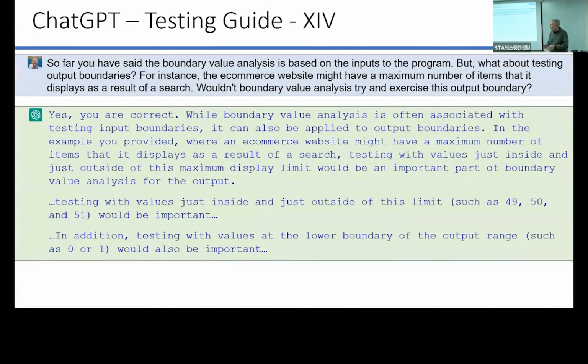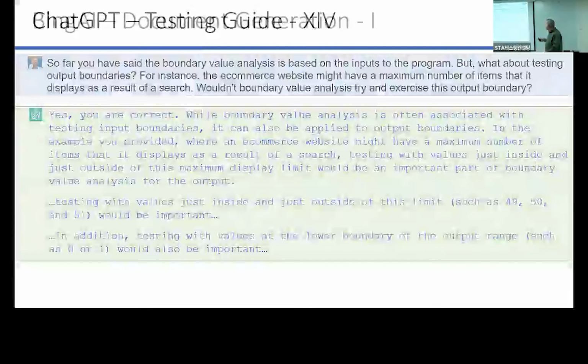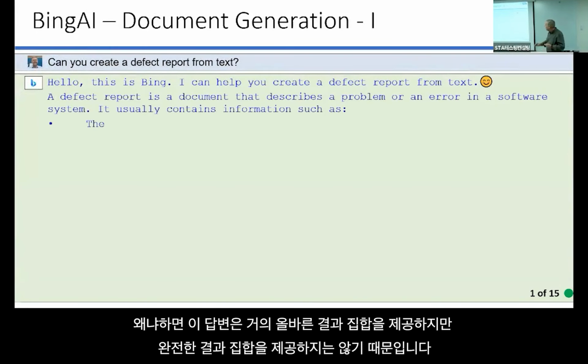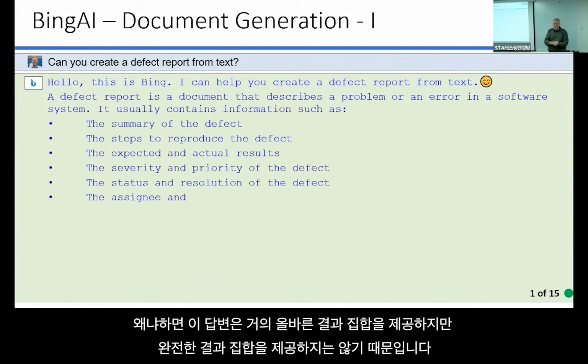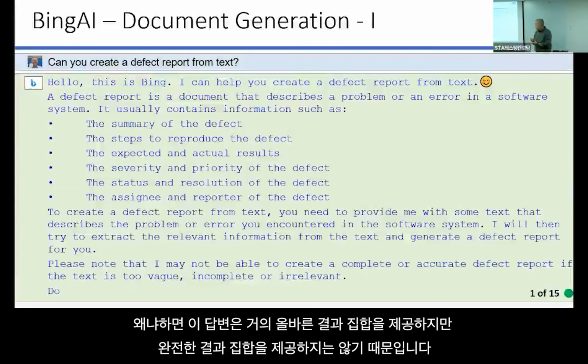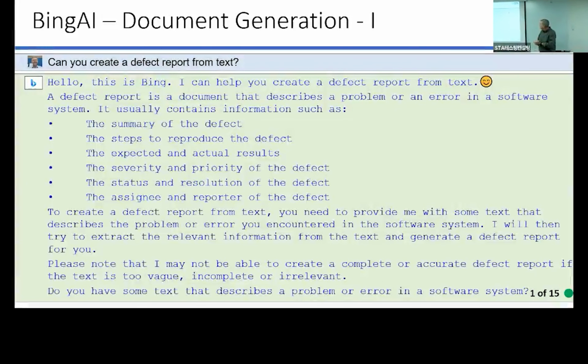Yeah, but it's dangerous because it sounds really good. It gives you nearly the right set of results, but doesn't give you the full set of results.